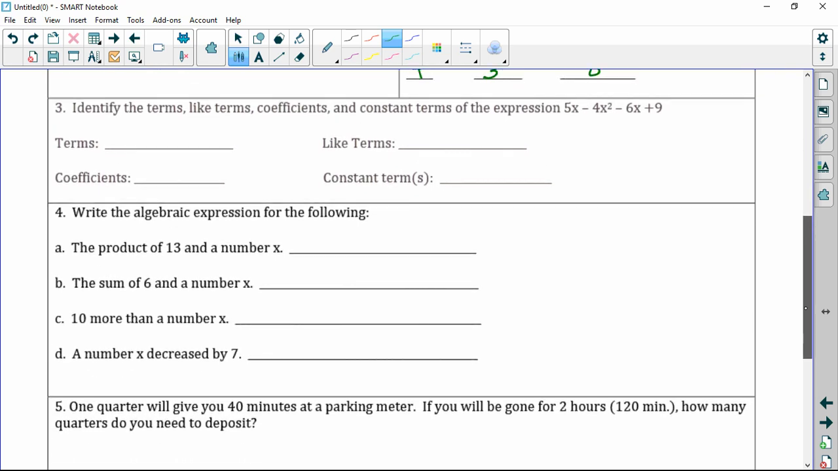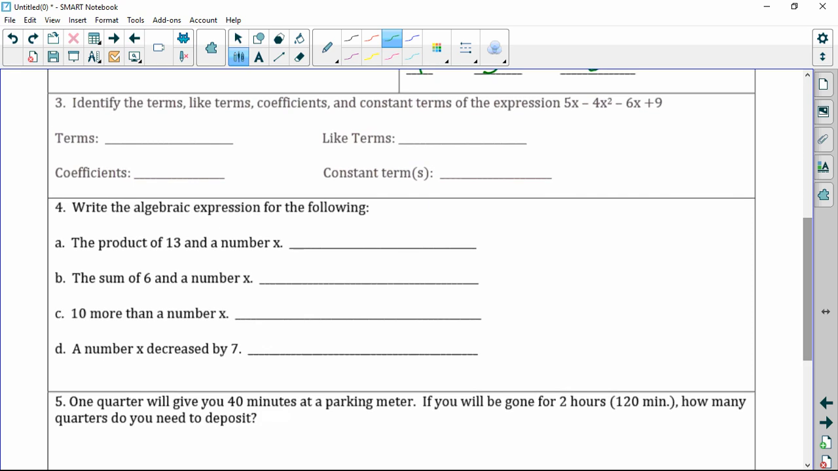Identify the terms and like terms, coefficients, constant terms of the expression. So 5x minus, okay, so terms. I've got a 5x. I've got a 4x squared. Oops, and it's negative. Don't lose that negative. I've got a negative 6x, and I have a positive 9.